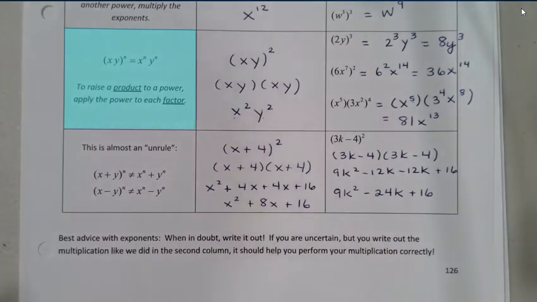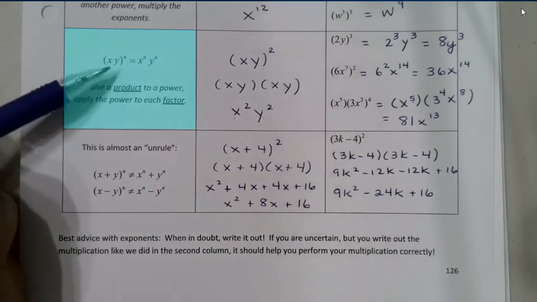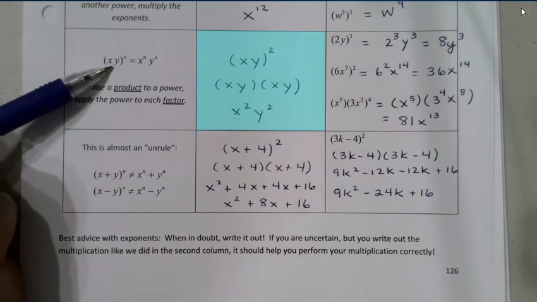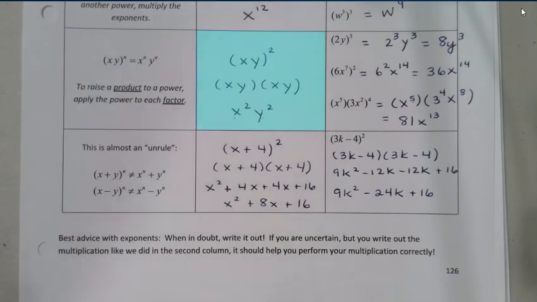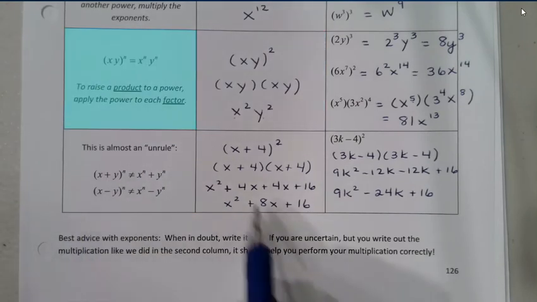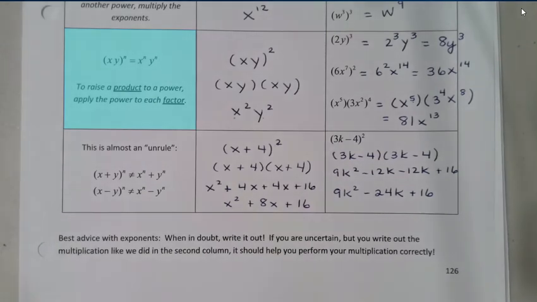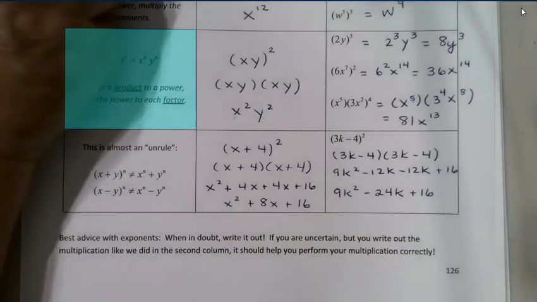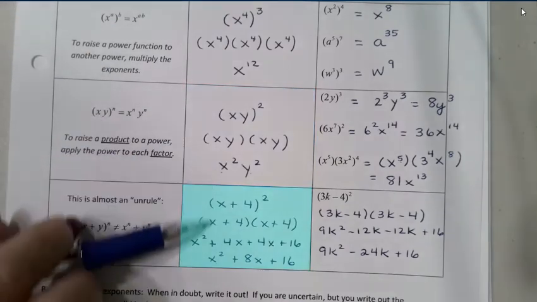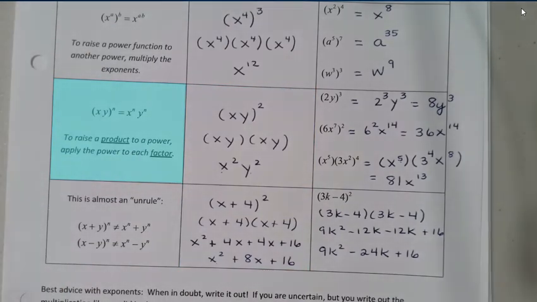Okay. So not a multiplication rule, but one I mentioned because it's a really easy place to make a mistake. Only use this rule if the stuff inside the parentheses is multiplied. If it's added or subtracted, write it out. So again, best advice with exponents, when in doubt, write it out. If you're uncertain, but you write the multiplication out, like in all these cases, like we did in the center column, it will help keep you from making mistakes.